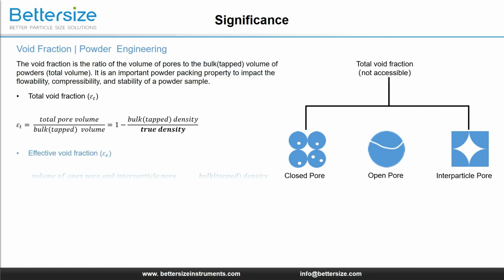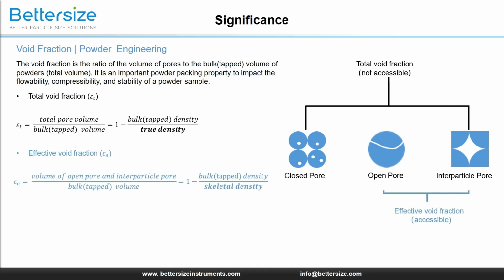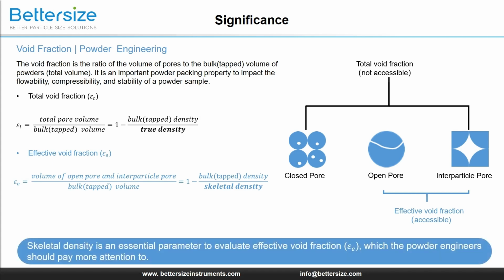The effective void fraction is a measure of the accessibility of the pores within a powder sample and is defined as the volume of accessible pores, divided by the total volume of the sample. The effective void fraction, in particular, provides a measure of the accessibility of the pores within the sample, and is often of greater interest to powder engineers. Based on the formula, skeletal density is an essential parameter to determine the fraction.